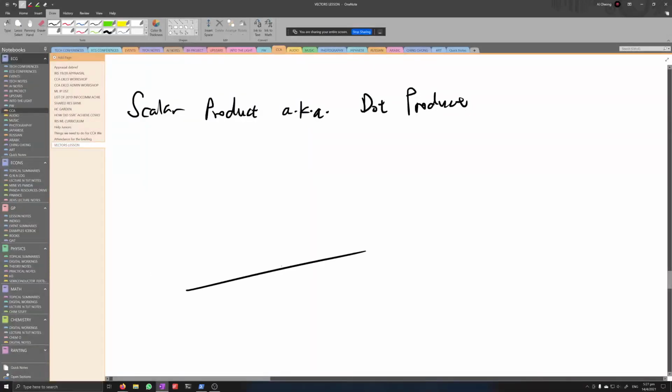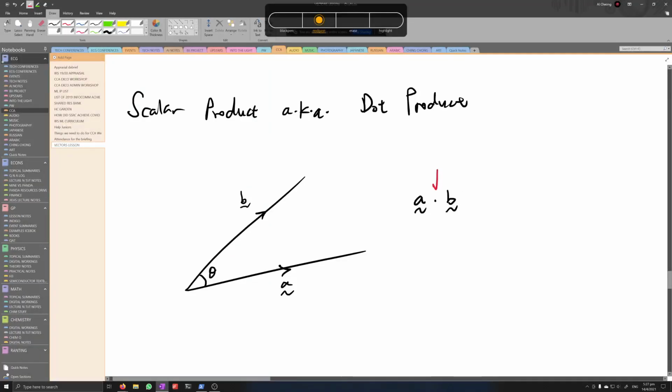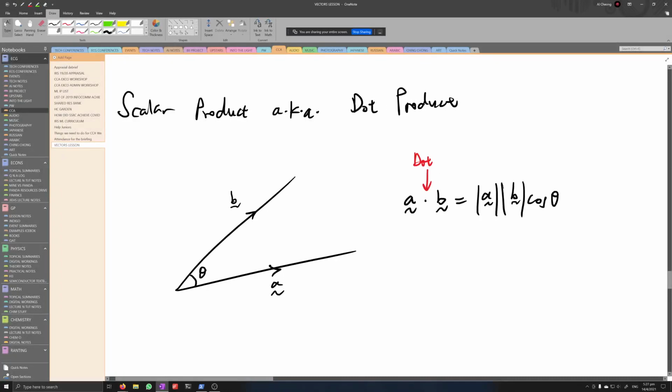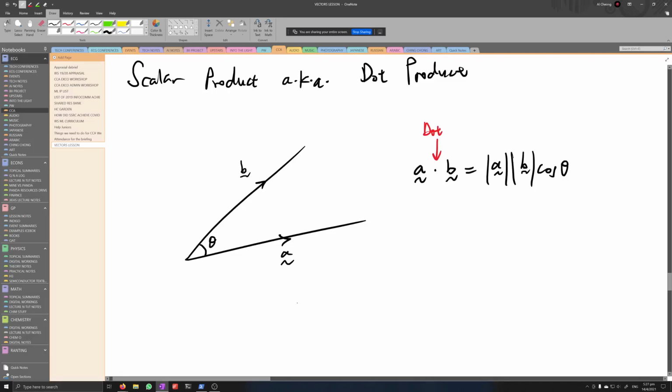So let's say we have two vectors a and b, and they're separated by an angle theta. Okay, the dot product is defined as vector a dot vector b. So you see this dot here is magnitude, modulus of a times mod b times cosine theta, where theta is the angle in between a and b. So how to visualize this?